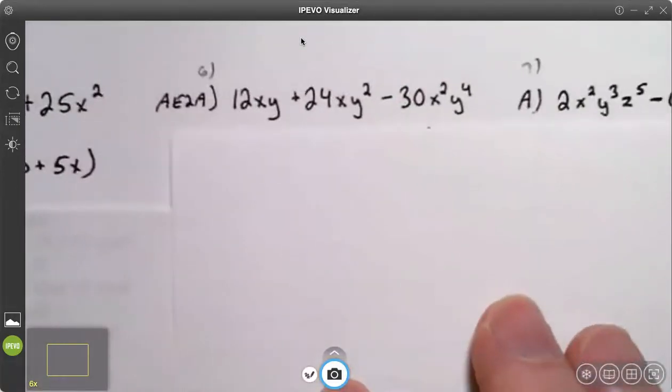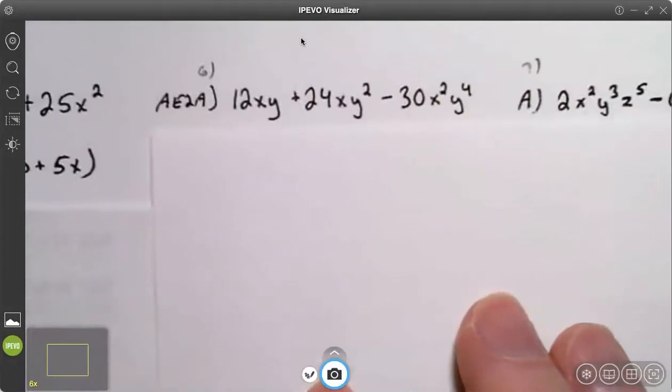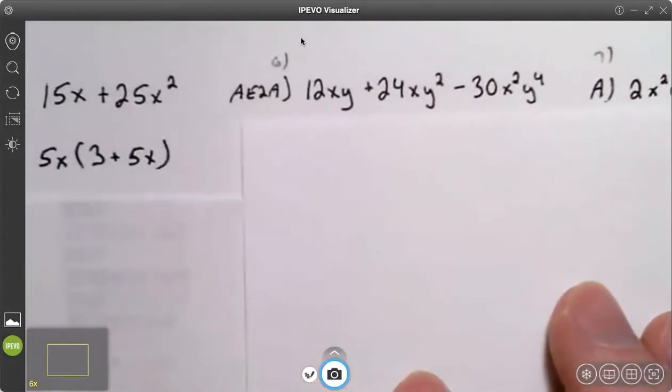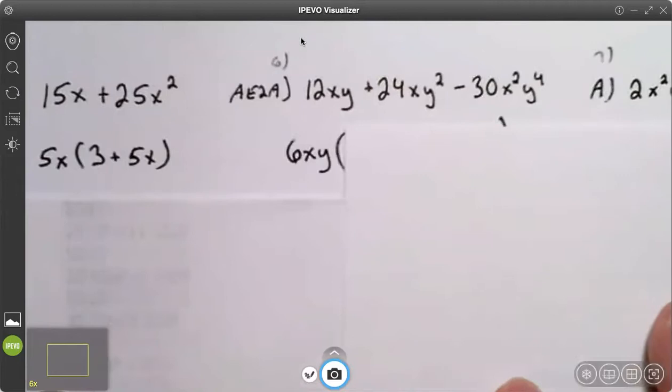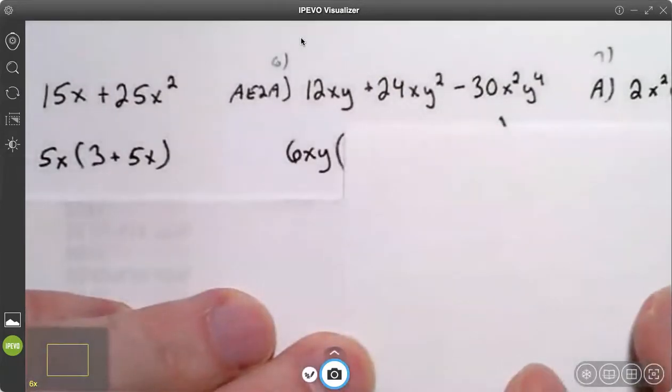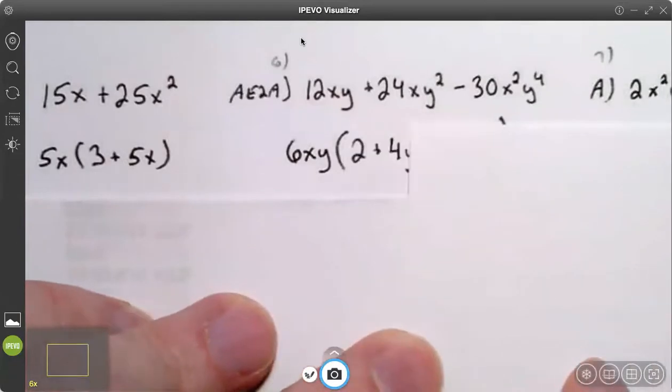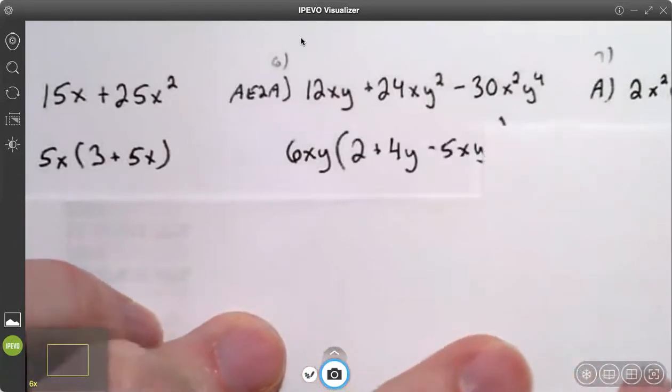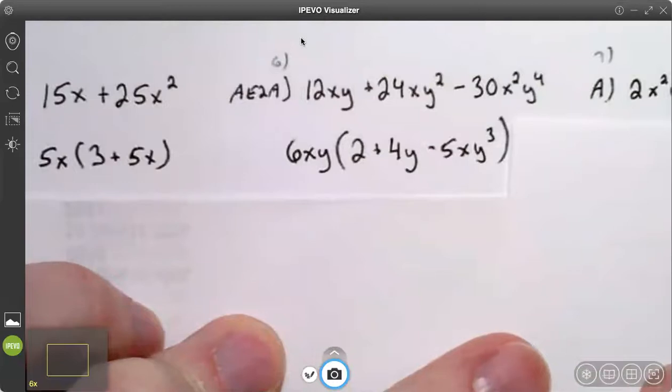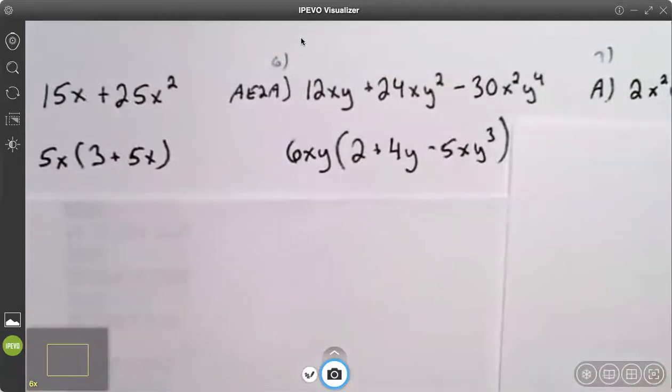Try number 6. Your greatest common factor on number 6 is 6xy. I feel like we've done this one before. And in parentheses, you're left with 2, positive 4y, and negative 5xy cubed.